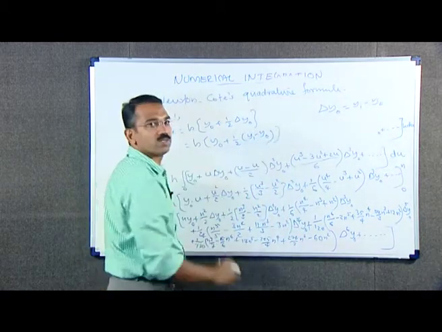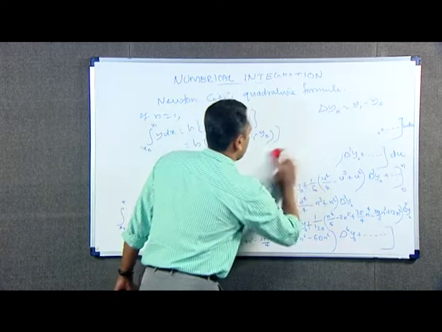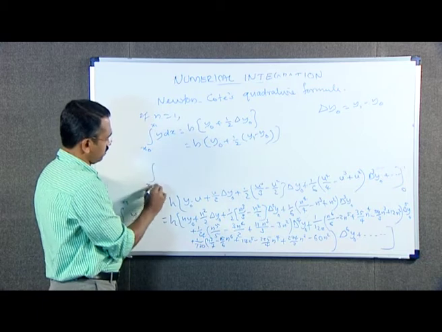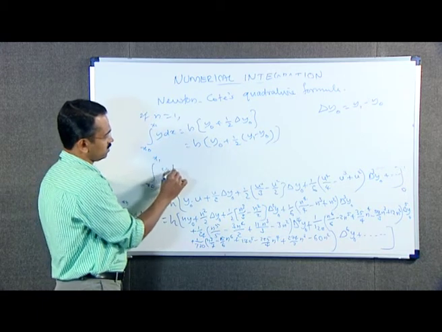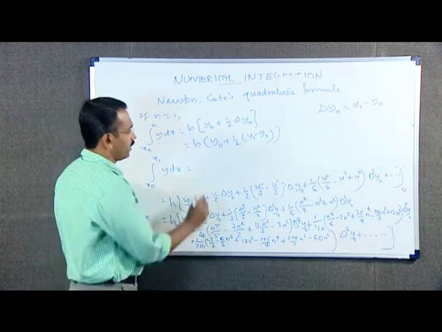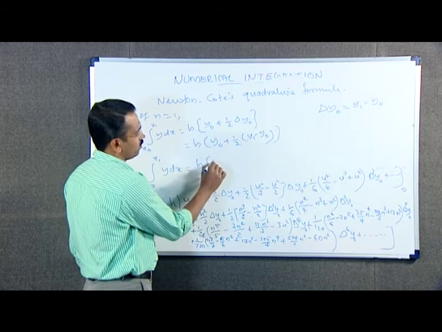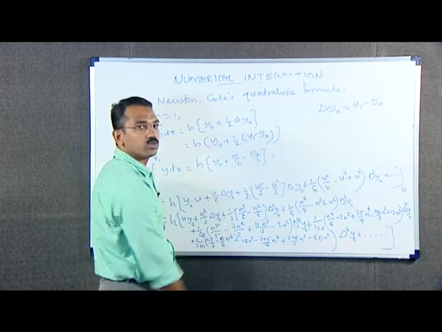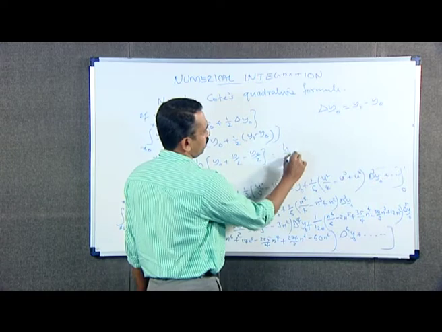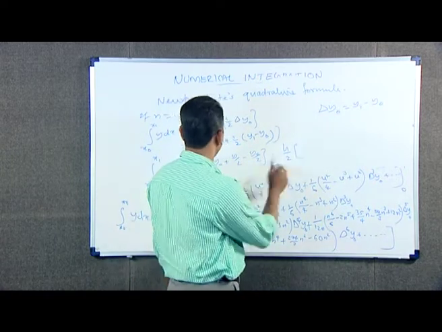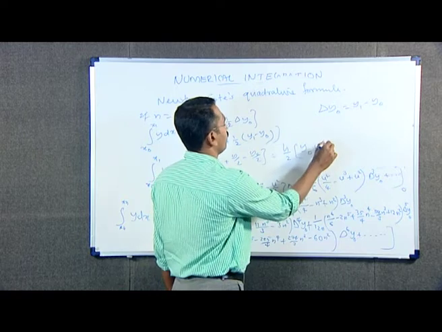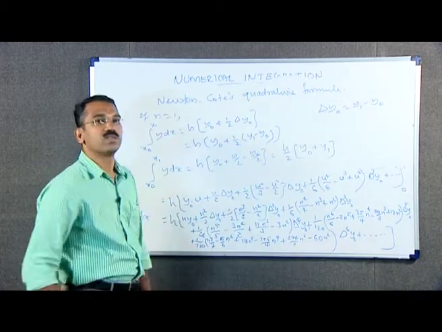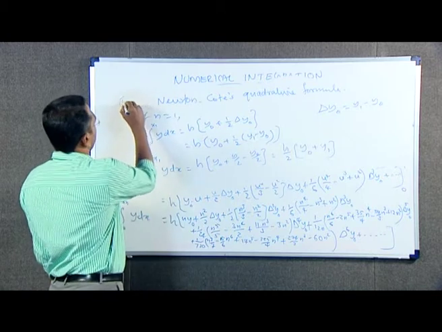Therefore, the integral from x0 to x1 of y dx is equal to h into (y0 + y1/2 − y0/2), that is equal to h/2 into (y0 + y1). This is known as the trapezoidal rule of integration.